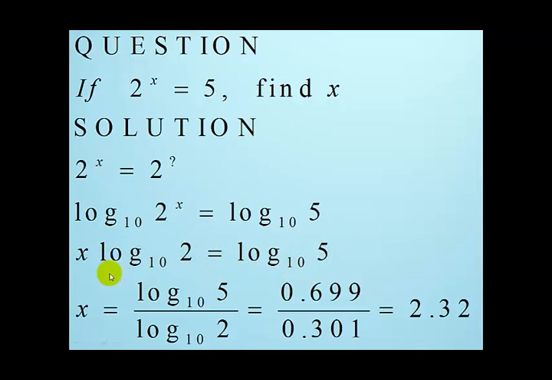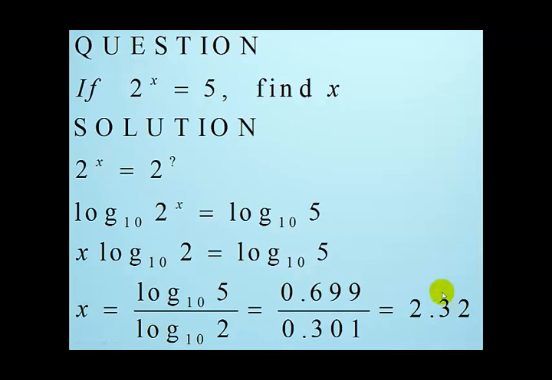Now, because we are solving for x, we divide the left hand side by log 2 to the base 10. We divide the right hand side also by log 2 to the base 10. And so in doing that, we have x equals log 5 to the base 10 divided by log 2 to the base 10. Log 5 to the base 10 is equal to 0.699. And log 2 to the base 10 is equal to 0.301. And when we divide 0.699 by 0.301, the answer is 2.32. The value of x is equal to 2.32.